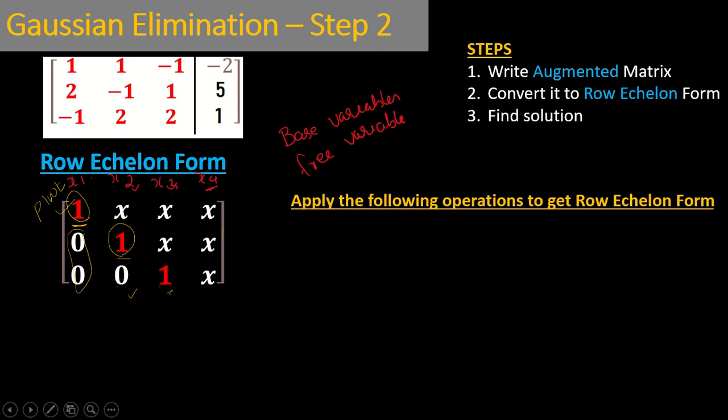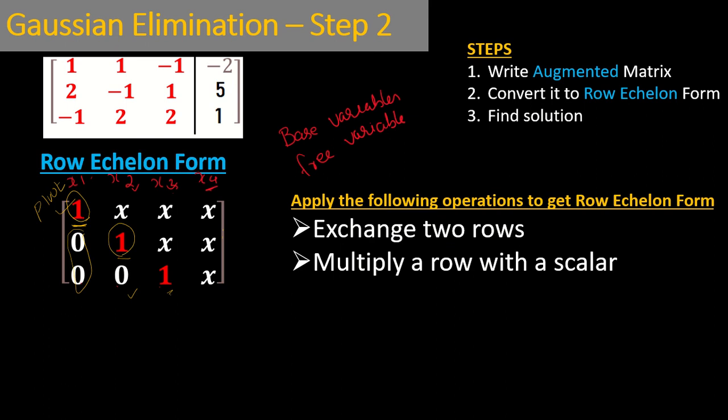To convert our augmented matrix into row echelon form, we have to follow some operations. They include exchange of two rows, multiply a row with a scalar, and add two rows. These are the three operations we can apply on our augmented matrix to convert it into row echelon form.